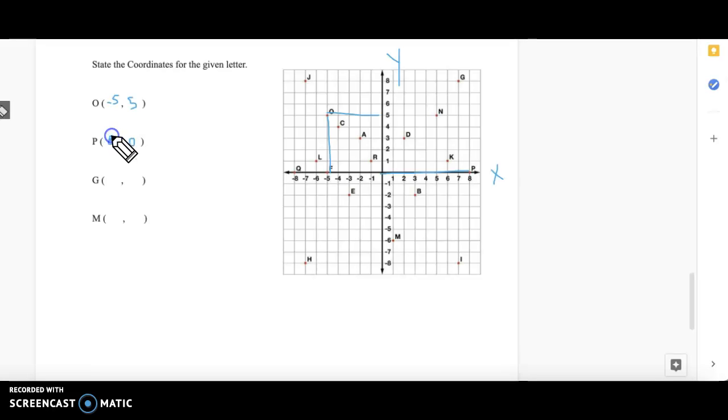Okay. Then G, let's see, where's G? Oh, G is way up here. So we went all the way over to 7, and we went all the way up to 8. So 7, 8. And then last but not least, M, which is right here. So we went over to 1 and down to -6.